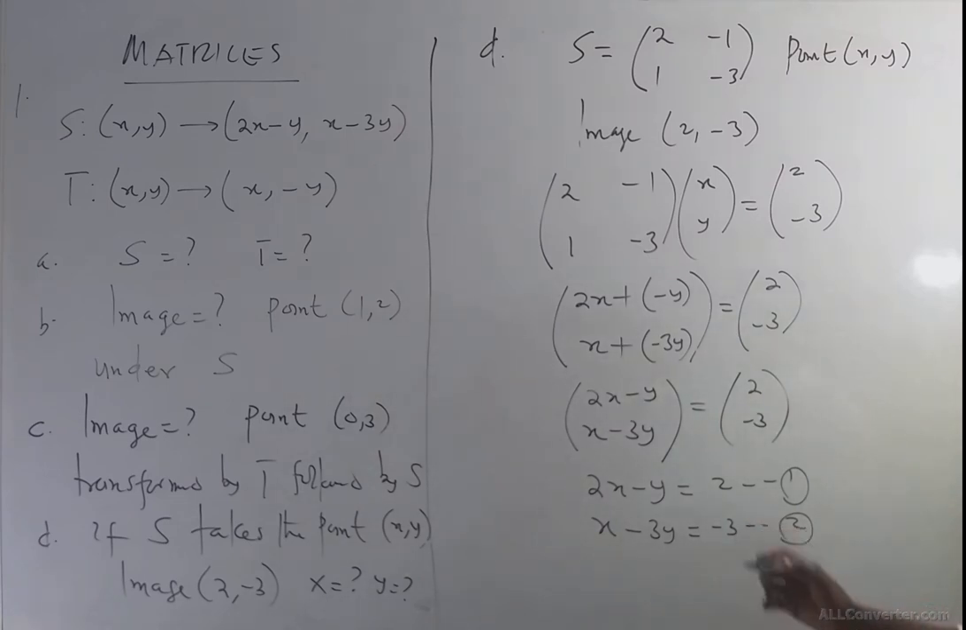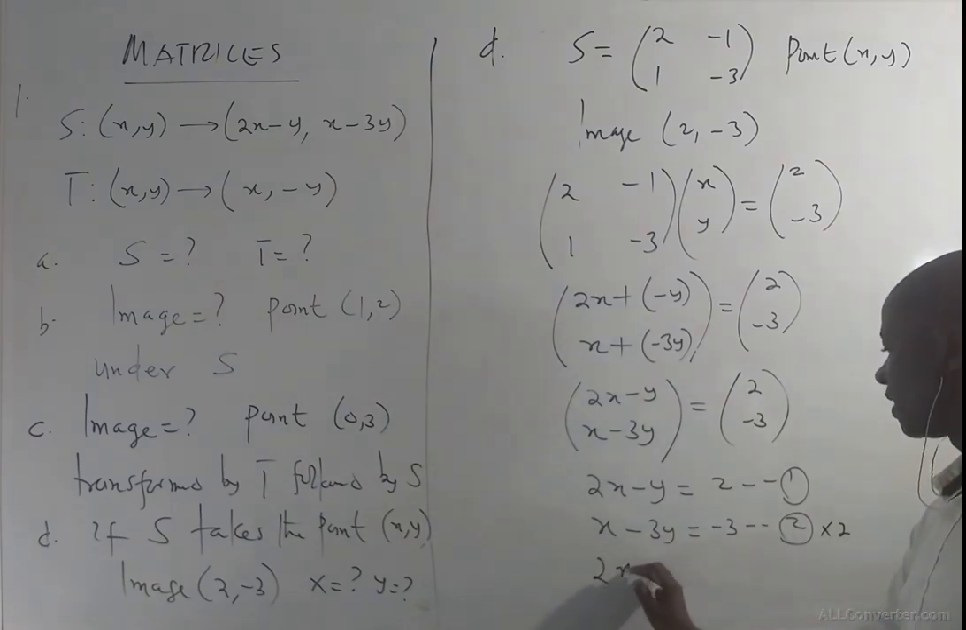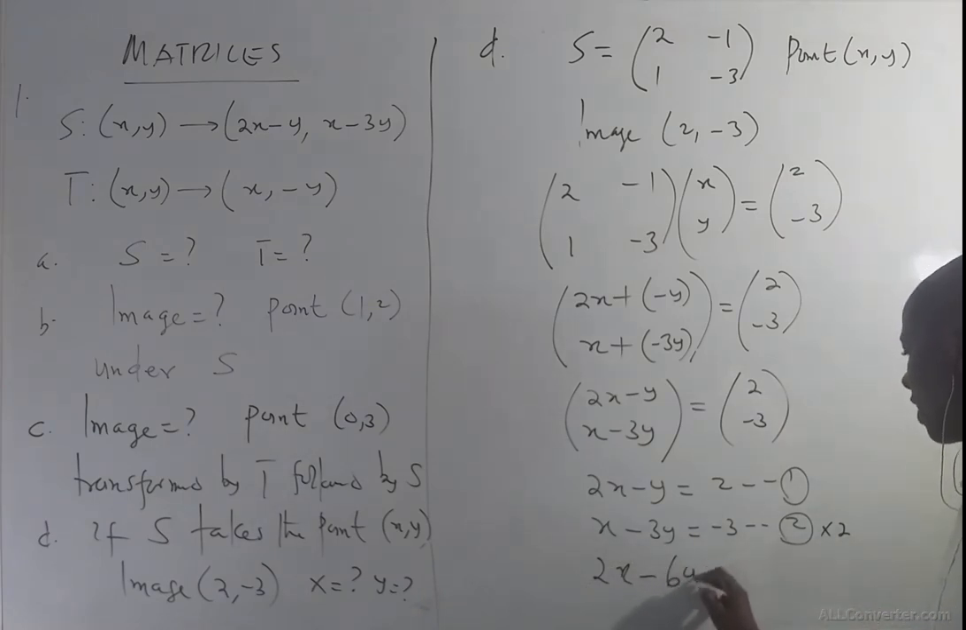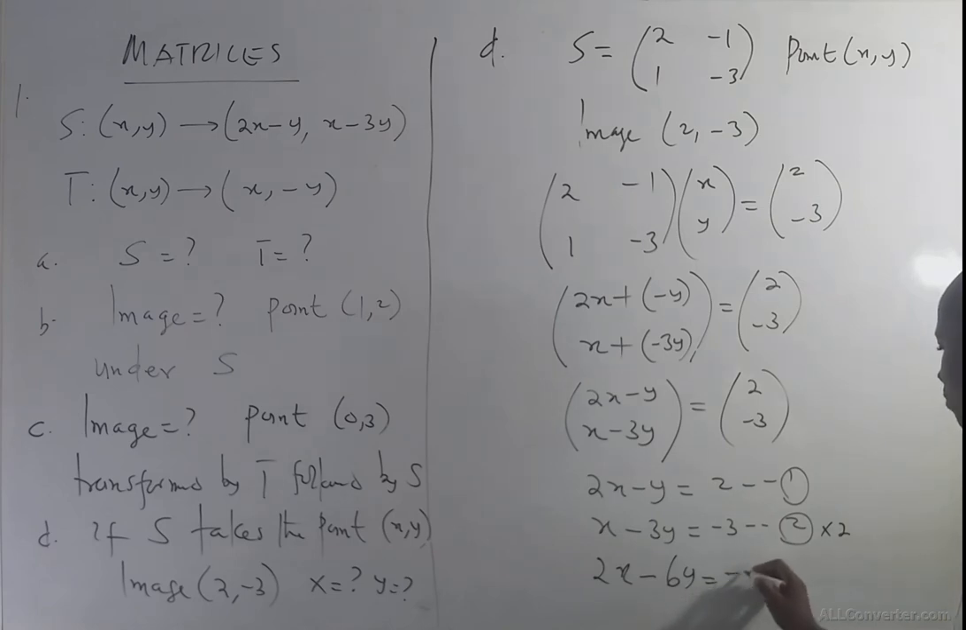Now, with the elimination approach, I'll multiply equation 2 by 2. When you refer to my videos on simultaneous equations, you know the reason why I'm multiplying the second equation by 2. So, I'll multiply all the terms. 2 times x will be 2x, minus 2 times minus 3y will be minus 6y, and 2 times minus 3 will be minus 6. This will now be equation 3.